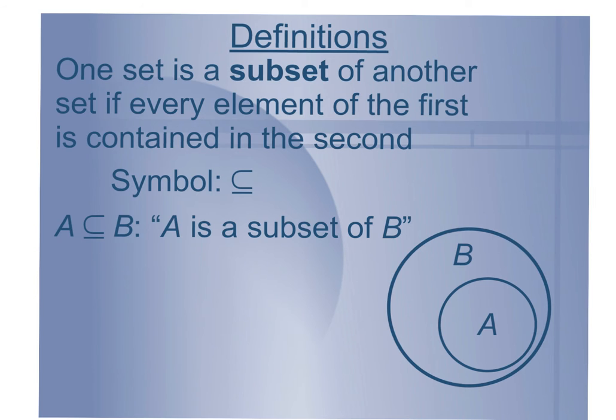Subset. One set is a subset of another set if every element of the first is contained in the second. All right? So a subset has to be completely inside the other set. You'll notice what the Venn diagram looks like. All right? The Venn diagram looks like one circle is completely inside another circle.